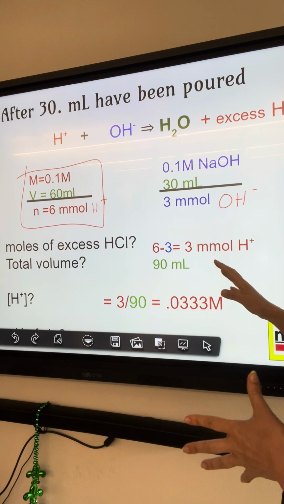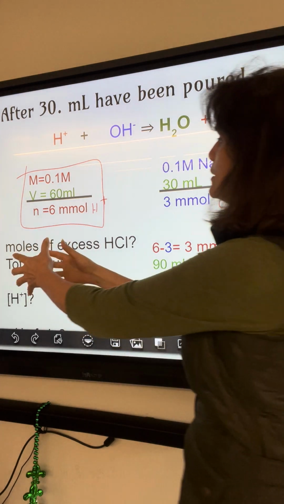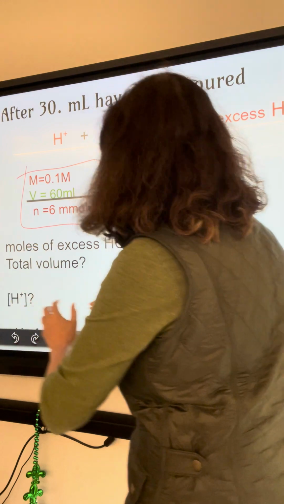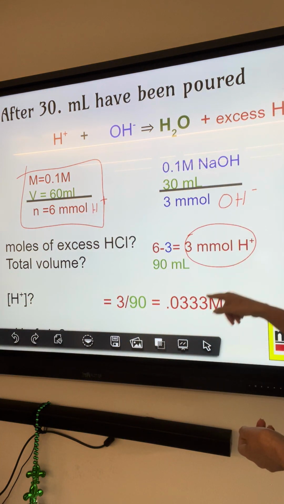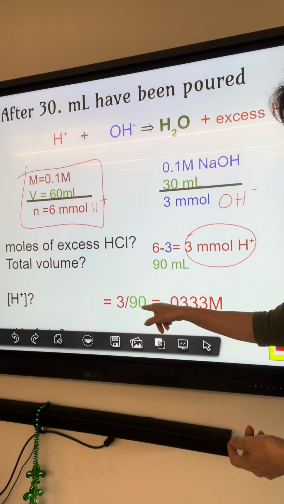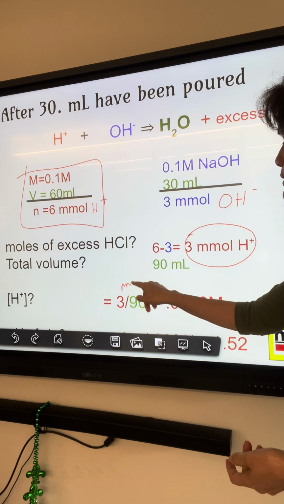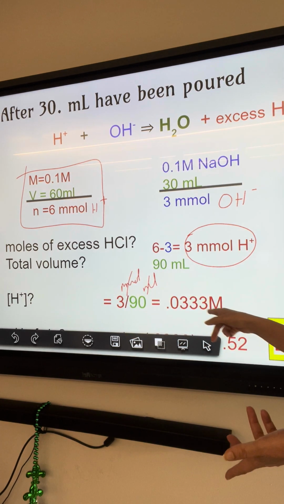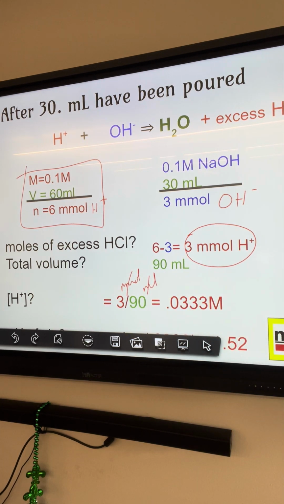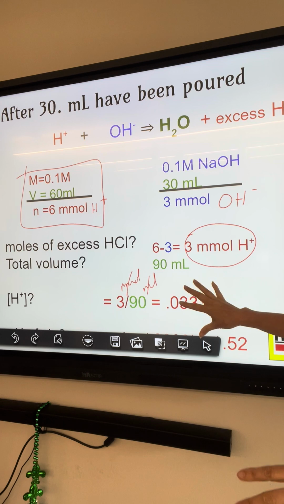If I want to know the concentration, I had 60 milliliters, I added 30 milliliters. So the new concentration of the excess acid is 3 divided by 90. That's millimole divided by milliliters. The millis cancel, and that's moles per liter. That is your concentration, right, of the acid. Are we okay with that? So that's your concentration of the acid.